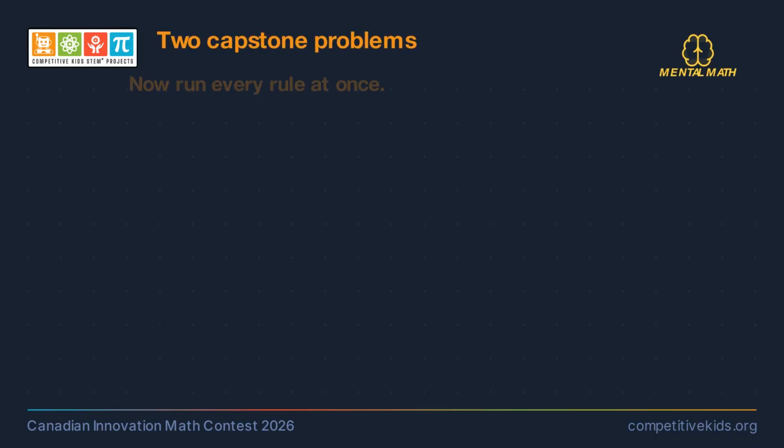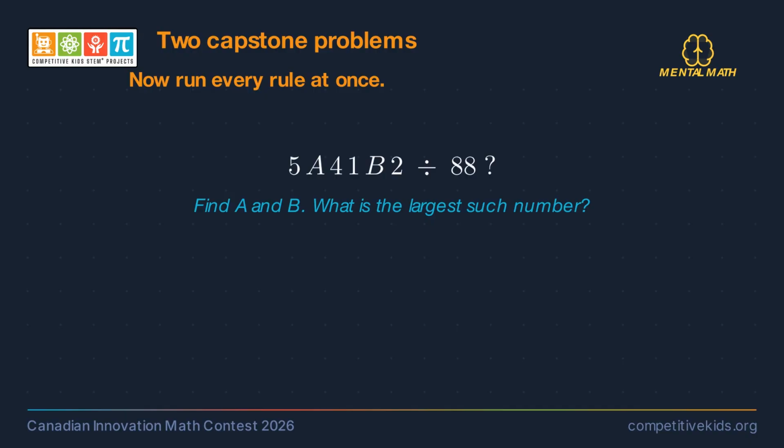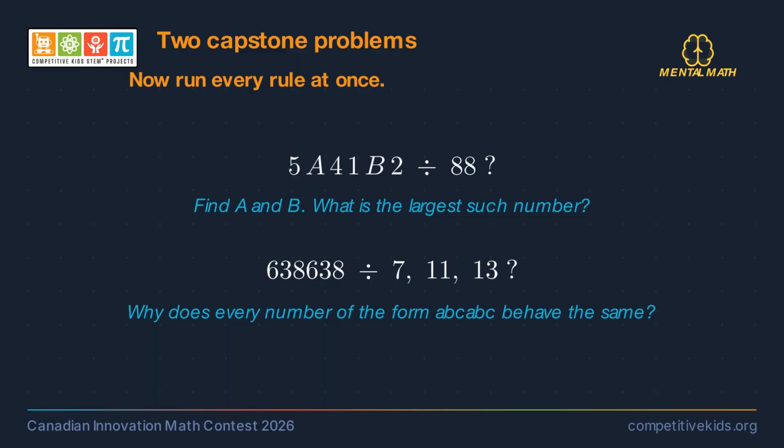This is the capstone. 2 problems, every rule at once. First, 5a41b2 divided by 88. Find a and b, and give the largest number that works. Second, is 638638 divisible by 7, 11, and 13? And why does every number of the form ABCABC behave the same way?